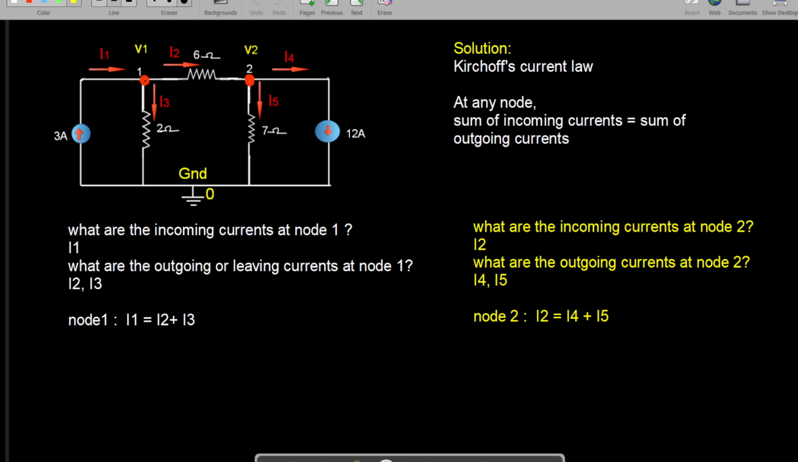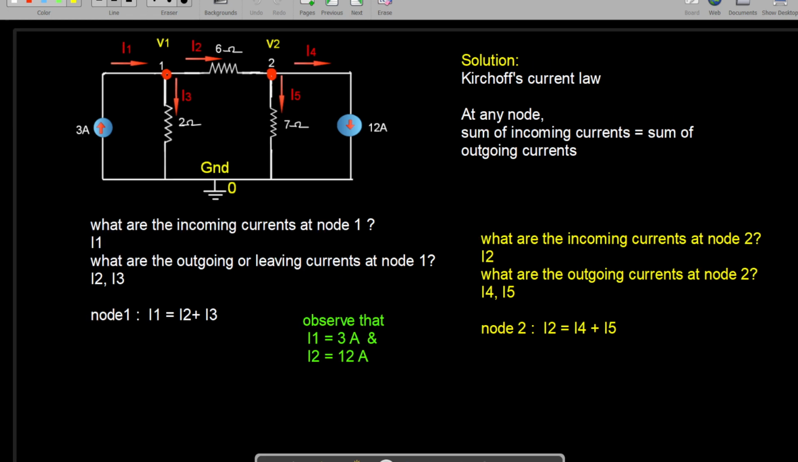What are the incoming currents at node 2? It is I2 that is entering into second node. And what are the outgoing currents at node 2? They are I4 and I5. So using this Kirchhoff's current law, we write the equation for node 1. Here I1 incoming current is equal to the sum of outgoing currents I2 and I3. At node 2, the incoming current I2 is equal to sum of outgoing currents I4 and I5. We should also observe that this I1 is equal to 3 amp current and this I4 is equal to 12 amps.